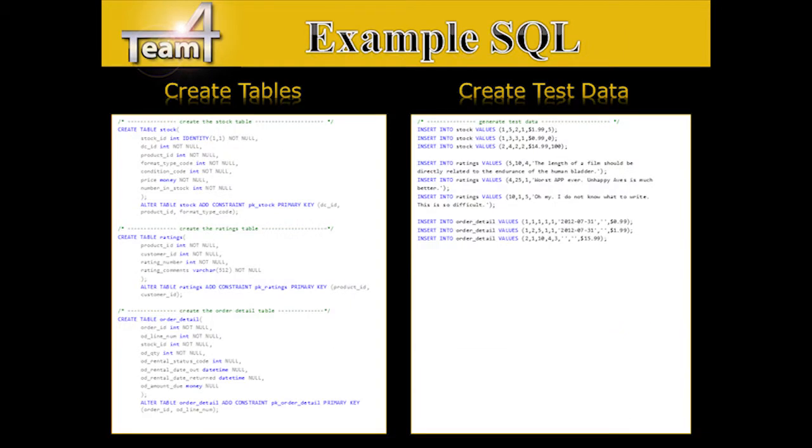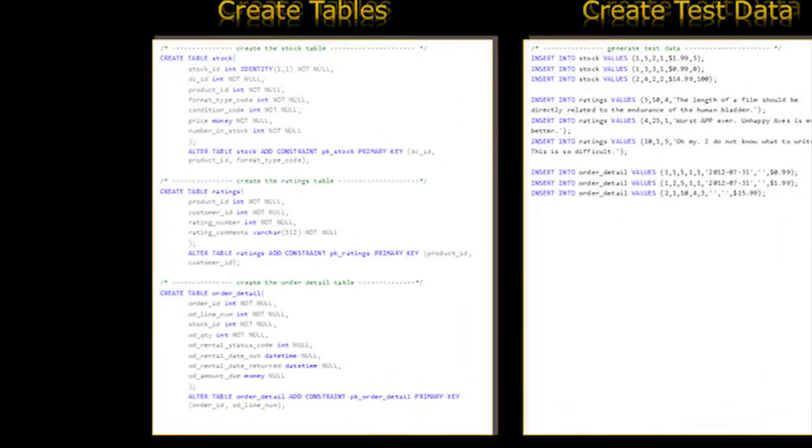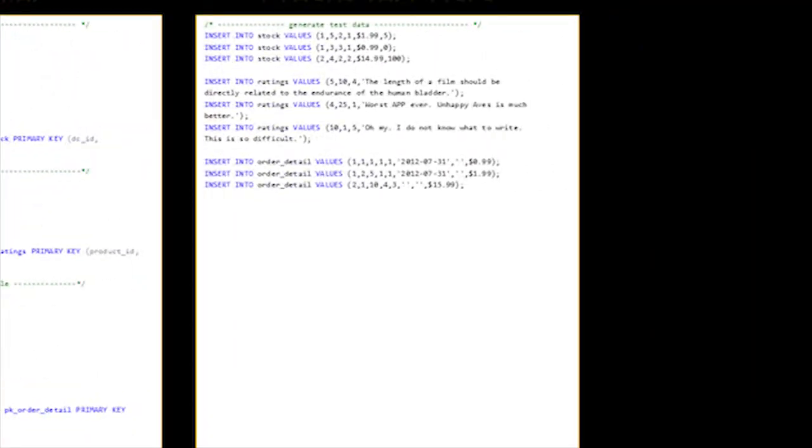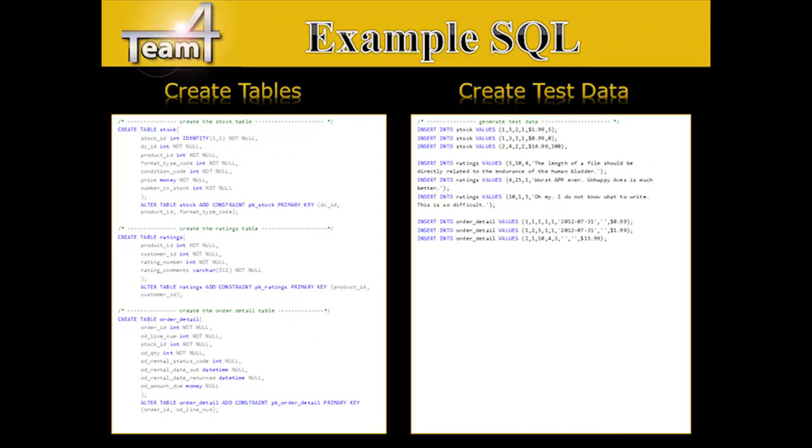To demonstrate some of the syntax we'll be using to create your new database, we've included some of the SQL used to create a few of the tables, as well as what we did to insert some of the test data into the schema. Thank you for your time, and I'll now be handing the presentation over to my teammate Ryan.